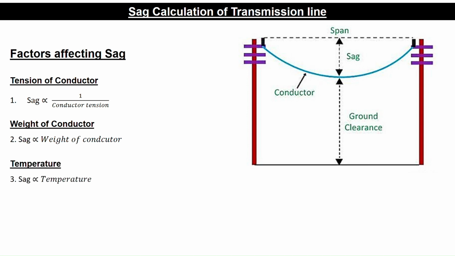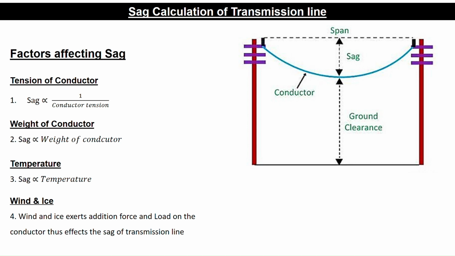Temperature. Sag is directly proportional to temperature. With the increase of temperature, sag increases. With the decrease of temperature, sag decreases. Wind and ice. Wind and ice exert additional force and load on the conductor, thus affecting the sag of a transmission line.